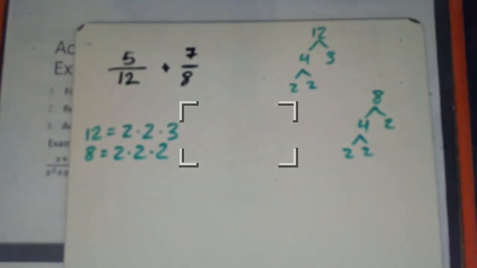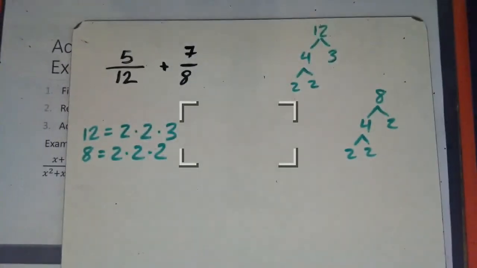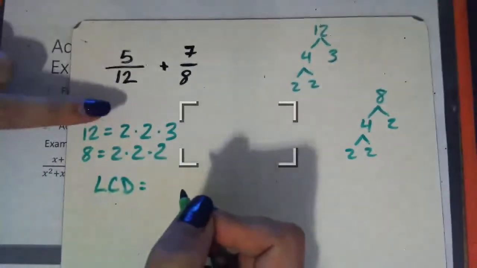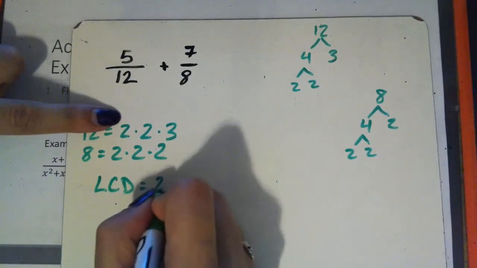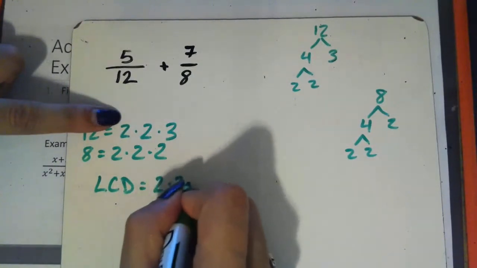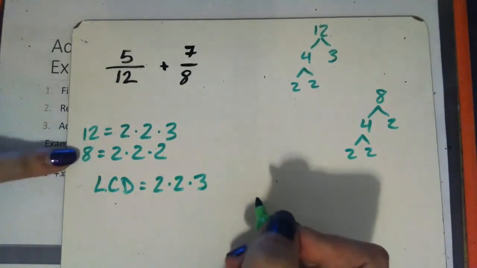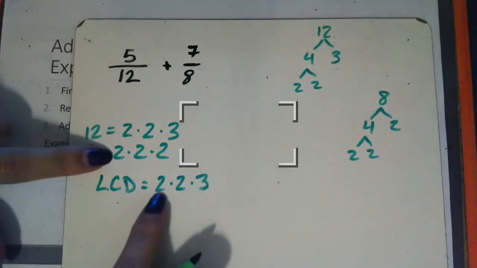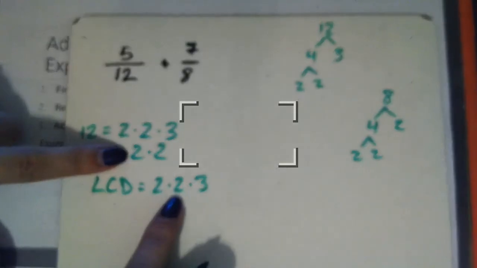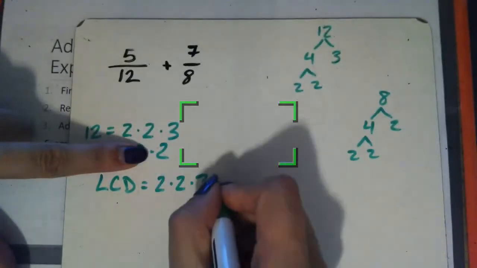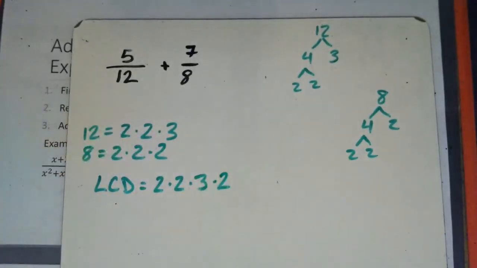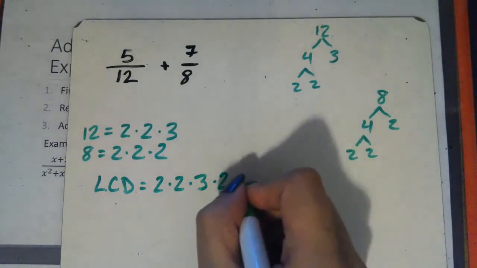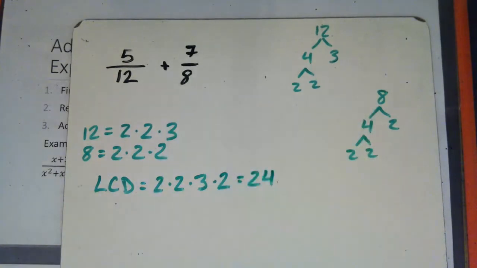So following the same idea as we were with rational expressions, for my least common denominator, I list all of the factors from my first expression, 2 times 2 times 3. Then I go through my second one and add anything to the list that isn't there. A 2 I have, a 2 I have, another 2 I don't have. So my least common denominator is 2 times 2 times 3 times 2, which is 24.